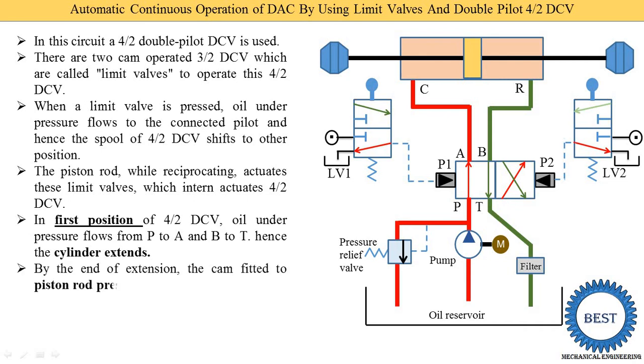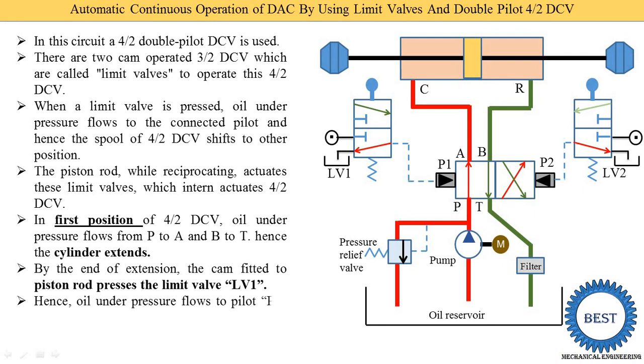By the end of the extension, the cam fitted to the piston rod presses the limit valve LV1. When the piston is moving to the right, it is called extension, and at the end of the extension this cam goes away from LV2 and comes in contact with LV1. So the cam presses limit valve 1, which operates and then supplies oil to the pilot port P1, and the position of the 4/2 DCV is shifted.